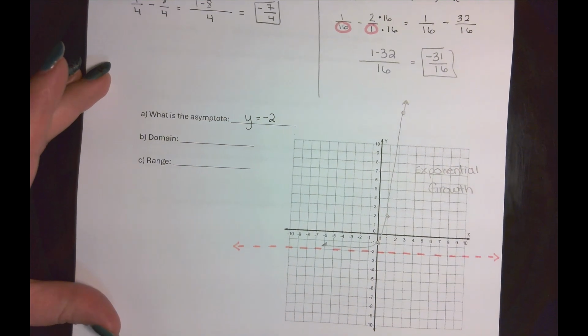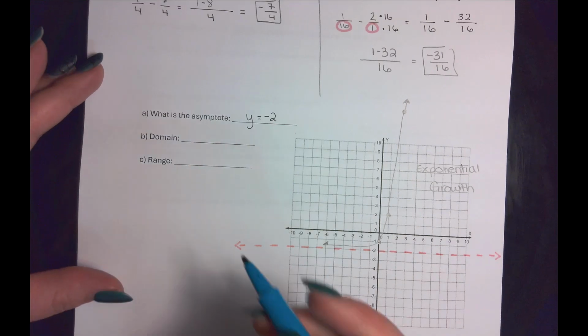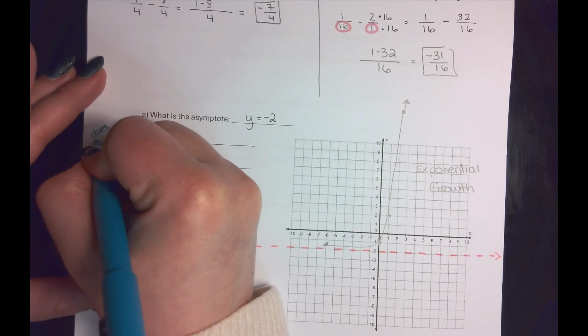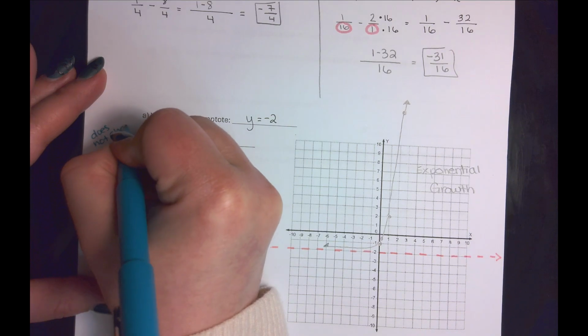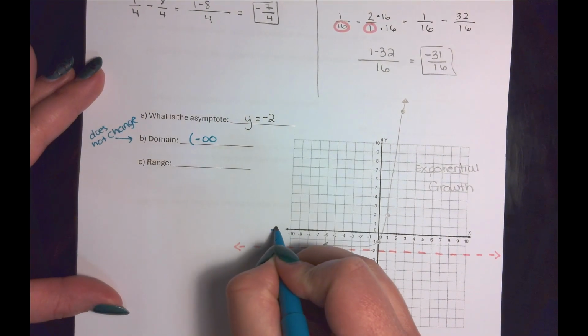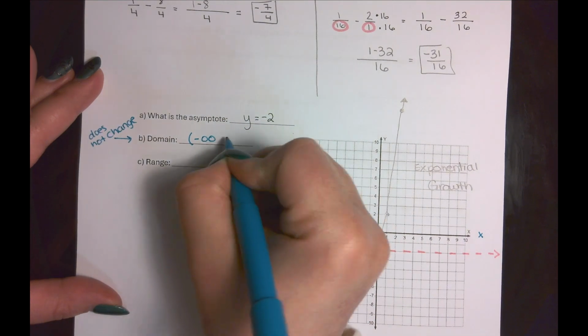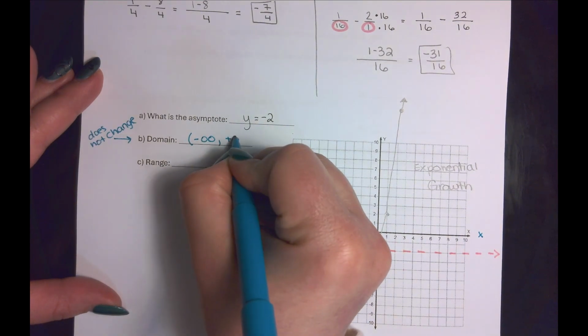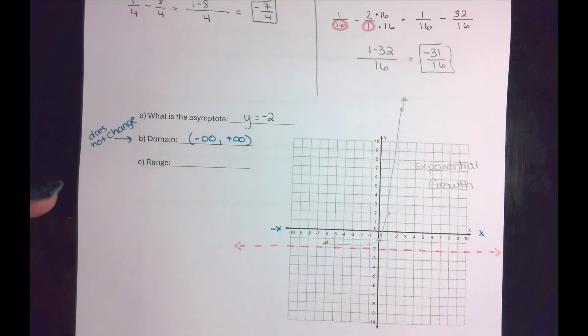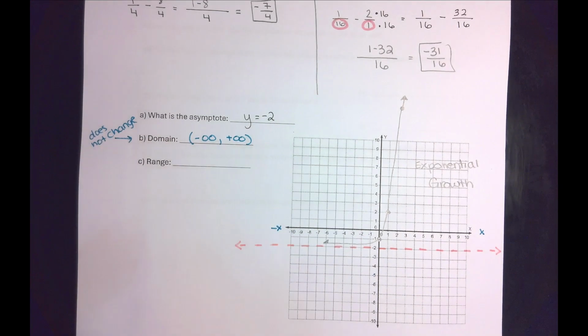Okay, so let's talk about domain and range. Remember, for domain, it doesn't change. We're always going to want x values from negative infinity to positive infinity, all the way to the left and all the way to the right. This is very specific to an exponential function. If you're talking about a linear function or a quadratic function, things will change depending on which function you have. For an exponential, domain is always going to be the same.